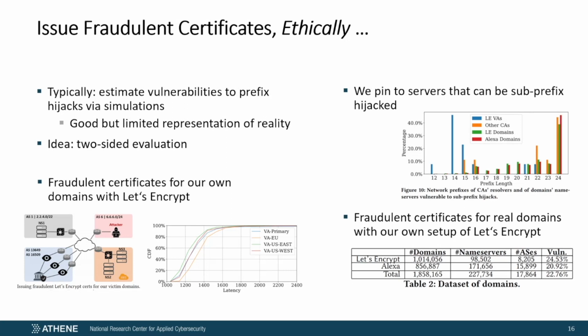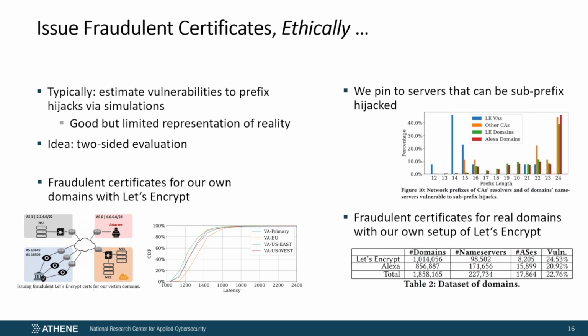We run multiple executions of these attacks against our victim domains, and we plot the duration of the attack in the figure on this slide. As you can see, 99% of the evaluations complete within 2 seconds. This plot measures the time from the issuance of the hijacking BGP announcement until the fraudulent certificate is received.